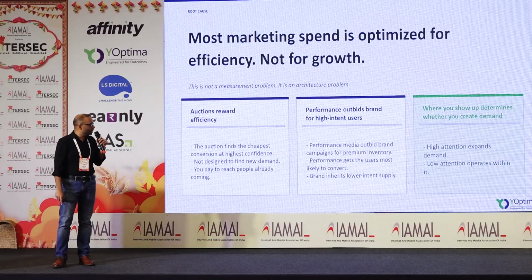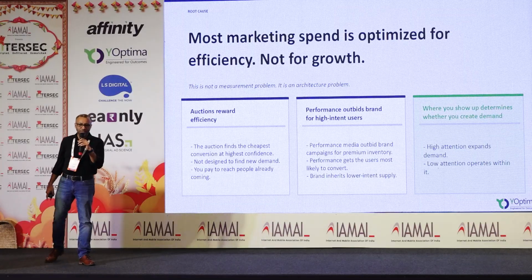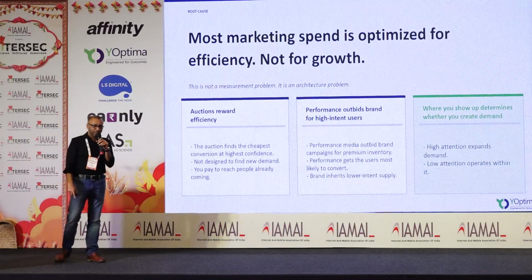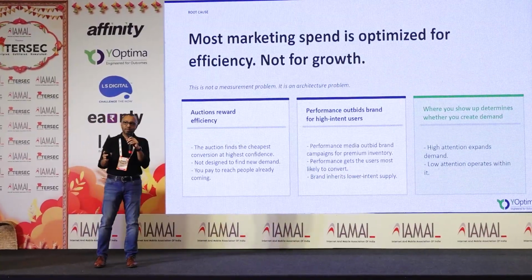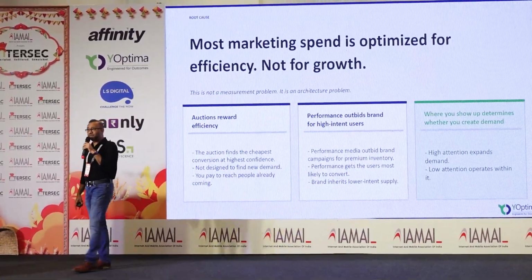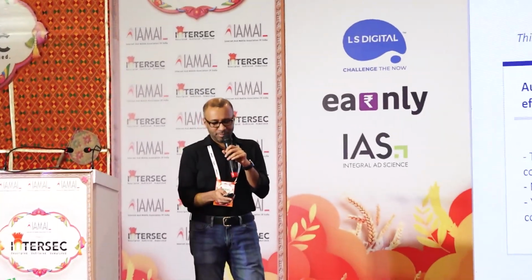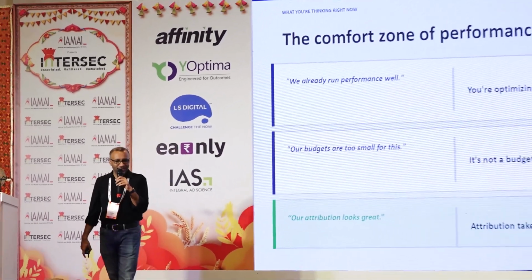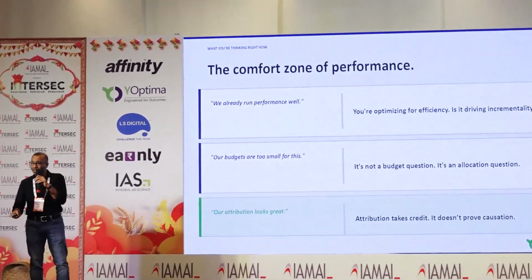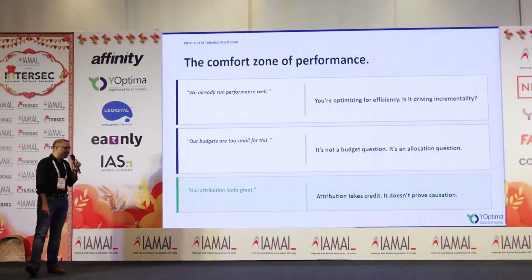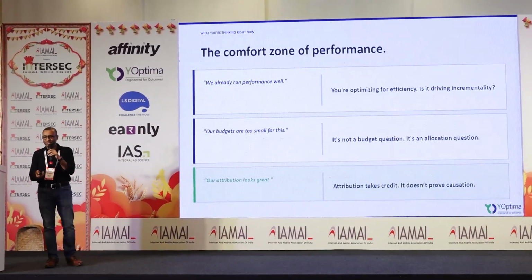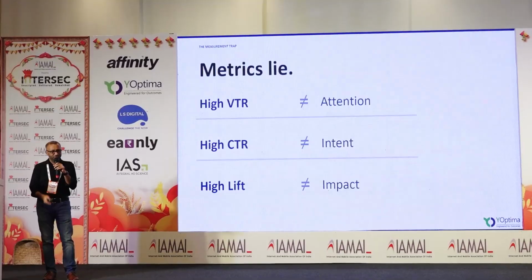The third thing is attention, which I already spoke about. Often, when you show up on environments that are by design passive views, you will see artificially inflated VTRs that will make you very happy that your media metrics are doing great, but probably they are not doing any justice to your brand spends. And this is the comfort zone of performance on the other side. Hey, my performance campaigns are doing well. Our budgets are already too small. That's why I don't want to do branding or brand performance, or attribution looks great. All of these are the blind spots that the marketer needs to be really aware of.